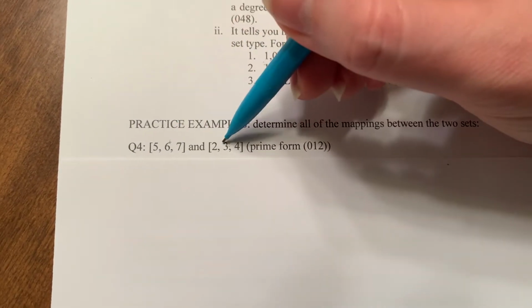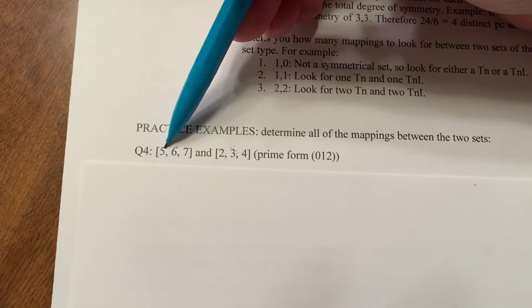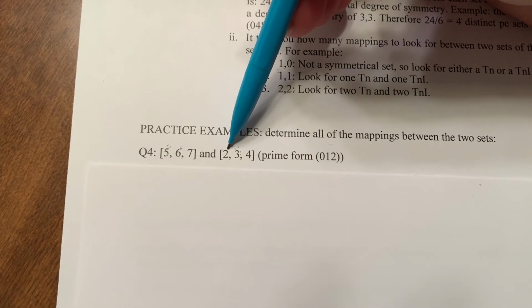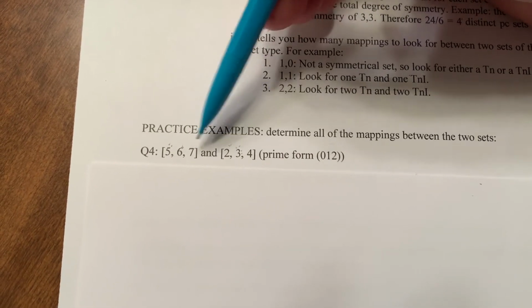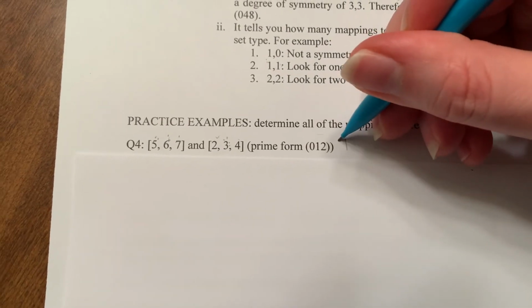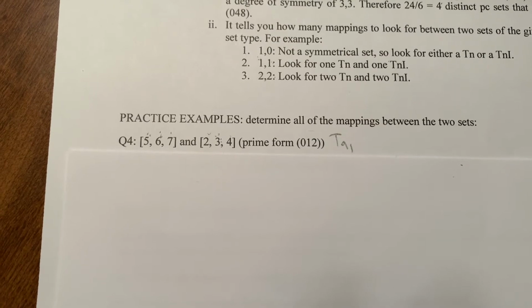So now that I know that I'm going to need to look for one transposition from this to this and one inversion from this to this, then I just plug in what I learned about transposition and inversion. Transposition, I'm looking for differences, right? 5 going to 2, I'd have to add 9, right? 6 going to 3, add 9. 7 going to 4, add 9. So one of these answers would be T9. So I figured out the transposition that I was looking for between these two sets.